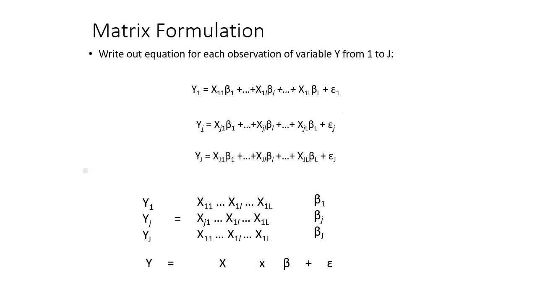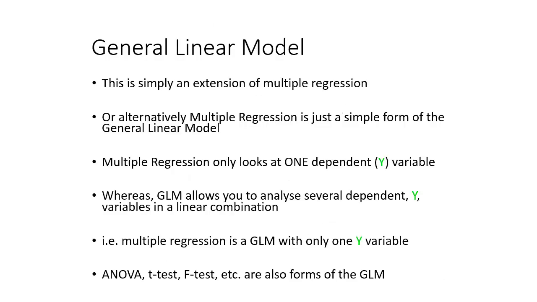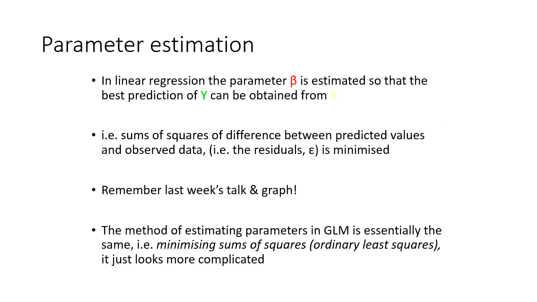A matrix formulation is of this type, where we have y as the dependent variable and x as the independent variables, and then its different forms are there. The general linear model is simply an extension of multiple regression, or alternatively, multiple regression is just a simple form of the general linear model. Multiple regression only looks at one dependent variable y, whereas the generalized linear model allows you to analyze several dependent y variables in a linear combination. Multiple linear regression is a generalized linear model with only one variable, and ANOVA, t-test, and F-test are also forms of the generalized linear model. Then we try to estimate the parameters associated with the generalized linear models. In linear regression, the parameter beta is estimated so that the best prediction of y can be obtained.